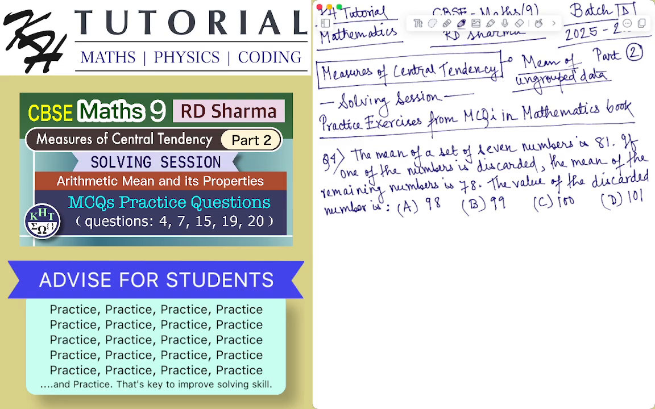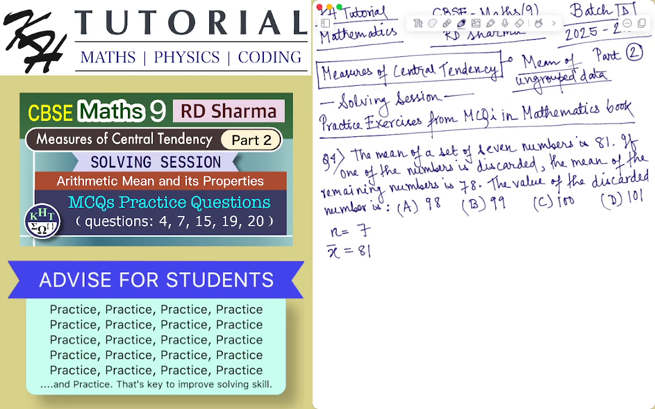Problem number 4 says the mean of a set of 7 numbers is 81. While solving problems on measures of central tendency, it is always a good practice to use notation. It is the mean of a set of 7 numbers, so n, the number of observations, is 7, and the mean x bar is given to be 81.